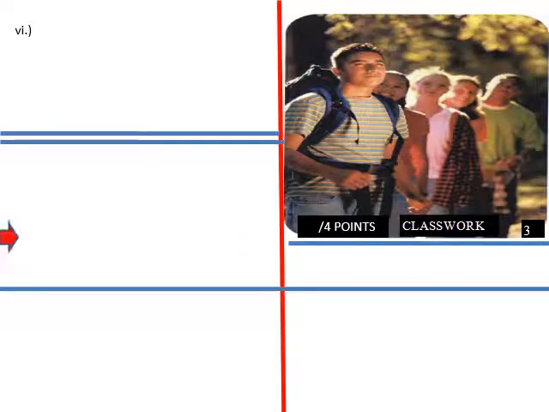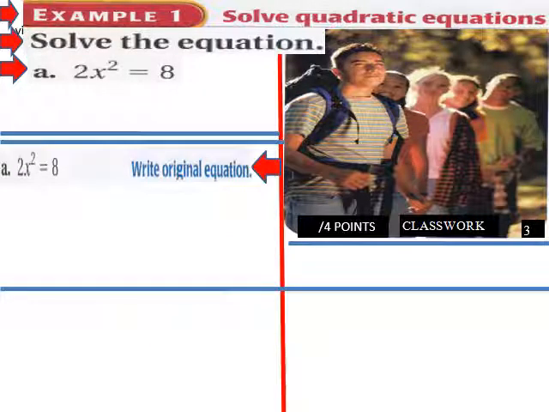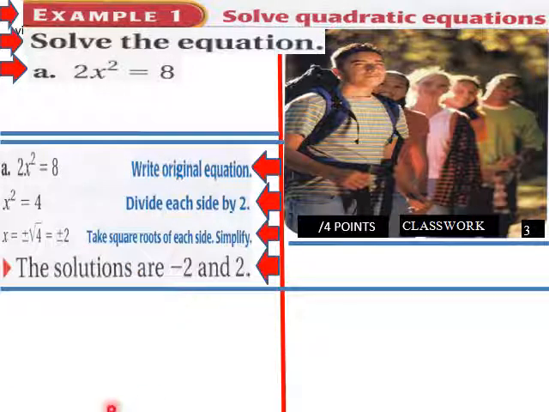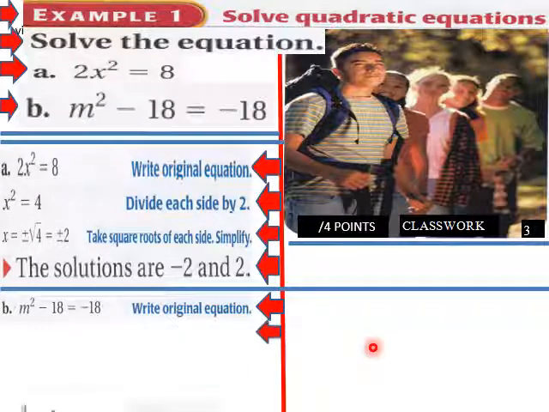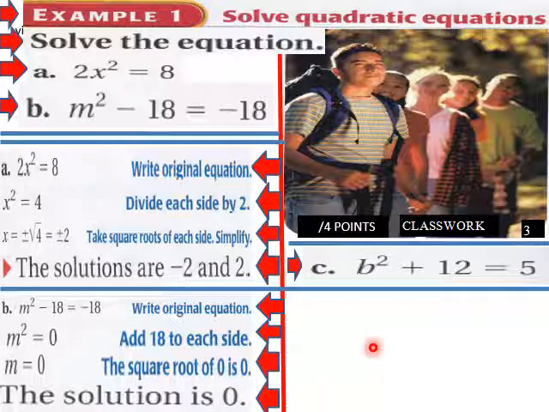Okay, so example 1, solve the equation. We got that thing going on, right? Original equation. x squared equals 4, so we divide through by 2. And then we take the square root of both sides, plus or minus 2. The solutions are negative 2 and 2 for A. And then for B, m squared minus 18. Move our 18 over to the other side, m squared equals 0. m equals 0, so our solution will be 0 for that one.